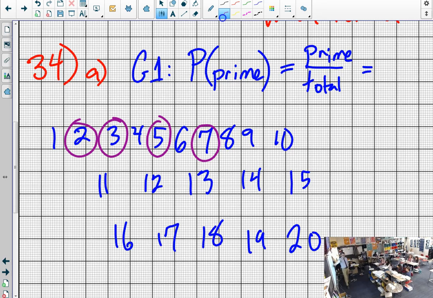8? No. 9? No. 10? No. 11? Yes. 12? No. 13? Yes. 14? No. 15? No. 16? No. 17? Yeah, 17 is a weird one. Think about what numbers could multiply to make it. Yeah, it's odd. When it's odd, think twice. When it's even, you know it's a no. So 18, of course not. It's even. 19? Yeah, it's prime. So how many is that?